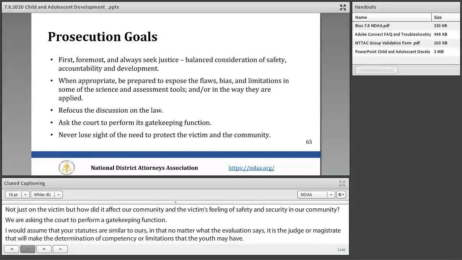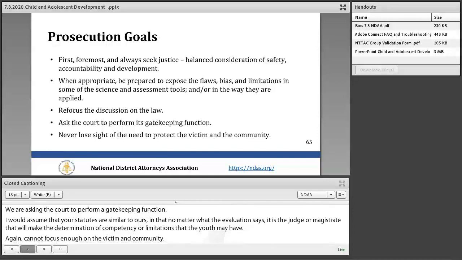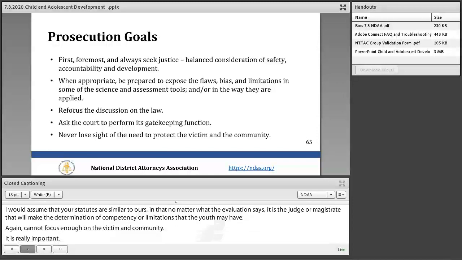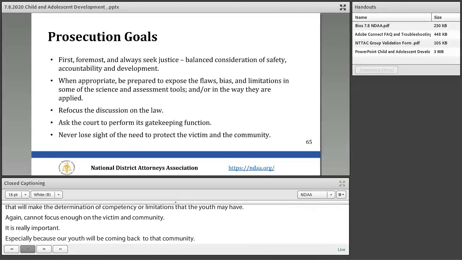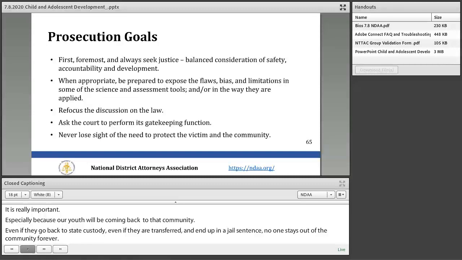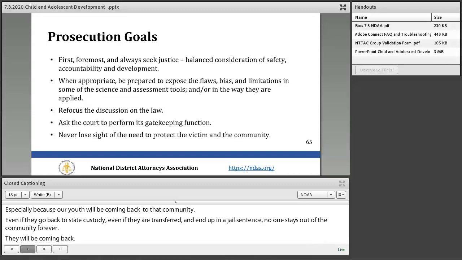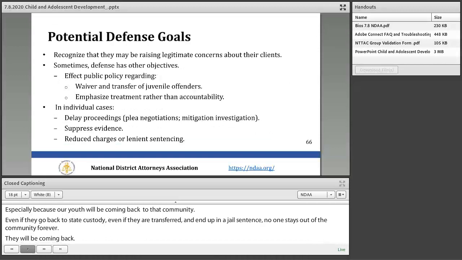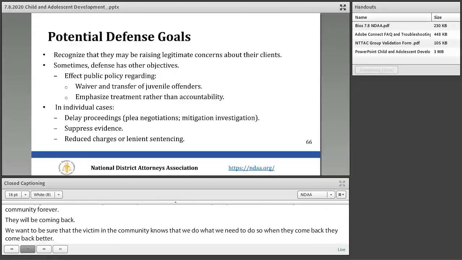And again, can't focus enough on the victim and community. It's really, really important, and especially because our youth are going to be coming back to that community. Even if they go into state custody, even if they're transferred and end up with a jail sentence, no one stays out of the community forever, and they will be coming back. And we want to be sure that the victim and the community know that we've done what we need to do, so that when they come back, they come back better.